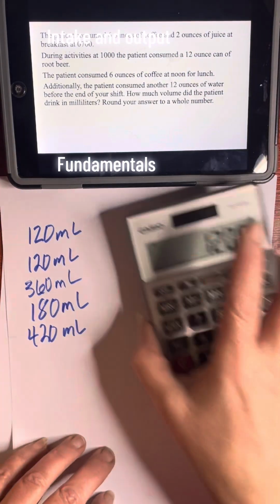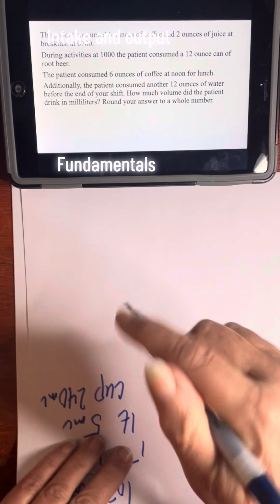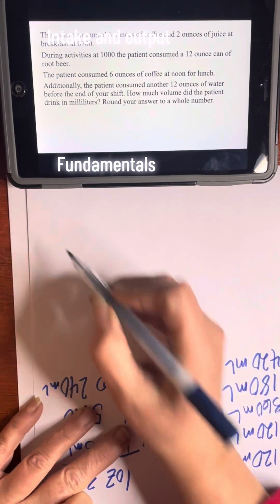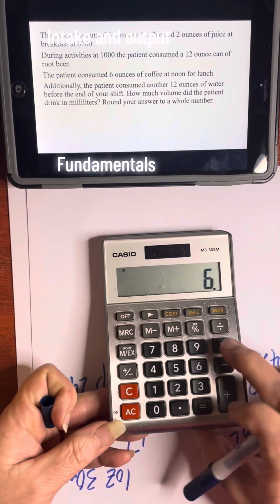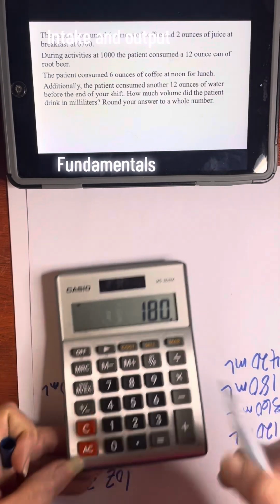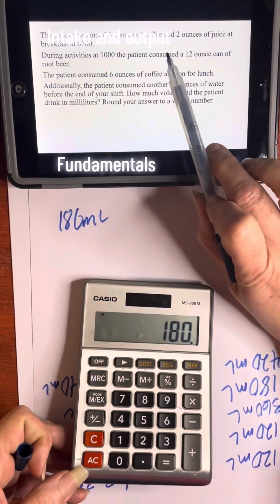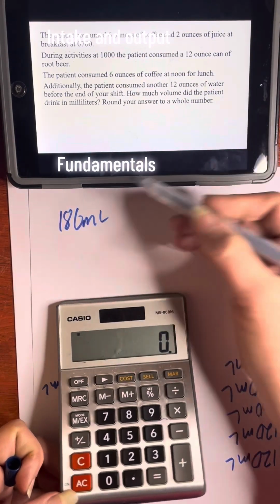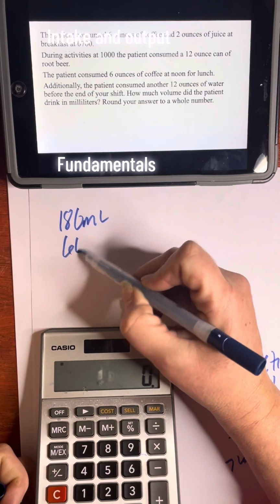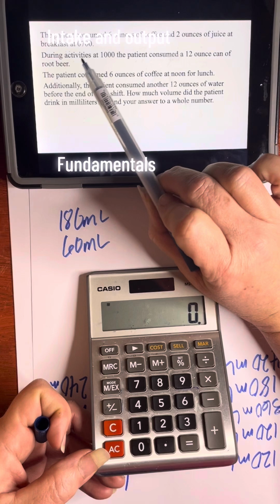Okay, look at this one. The patient consumes 6 ounces of coffee. Okay, so just take it a bite at a time. 6 times 30 equals 180. 2 ounces of fruit juice. So 2 times 30 would be 60 milliliters. And that's at breakfast.